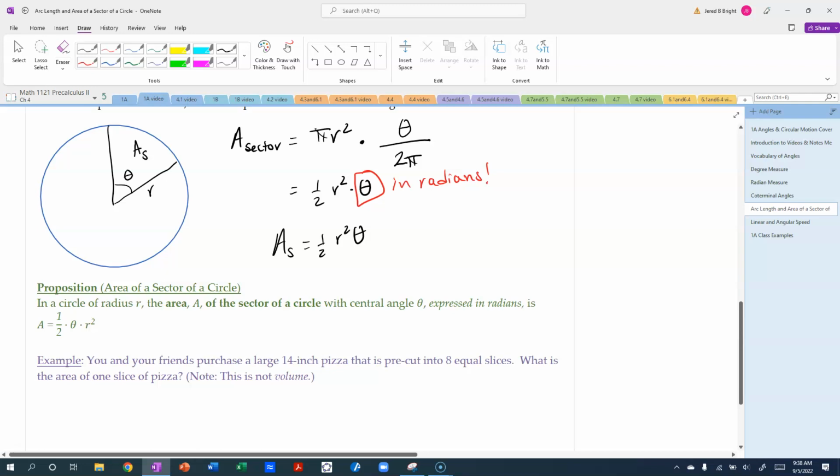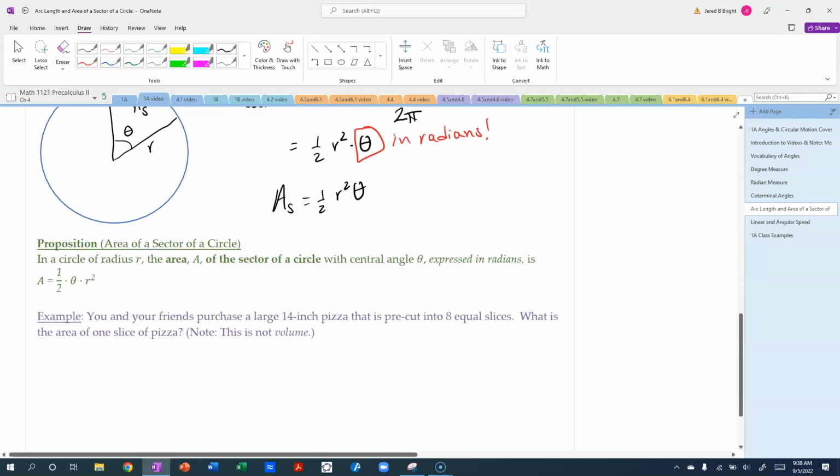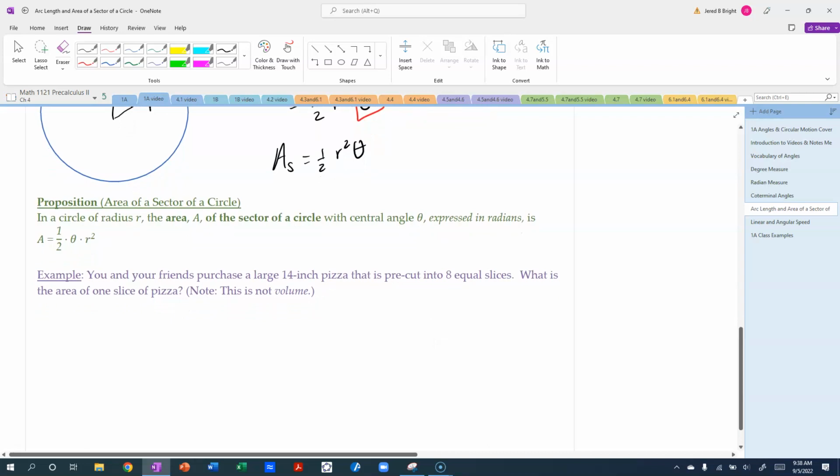Okay, so one quick example with this. We have a 14-inch pizza pre-cut into 8 equal slices. What is the area of one slice? Okay, we're not talking about volume. We're imagining this is paper thin, like, I don't know, Little Caesars pizza or something. Pretty thin.